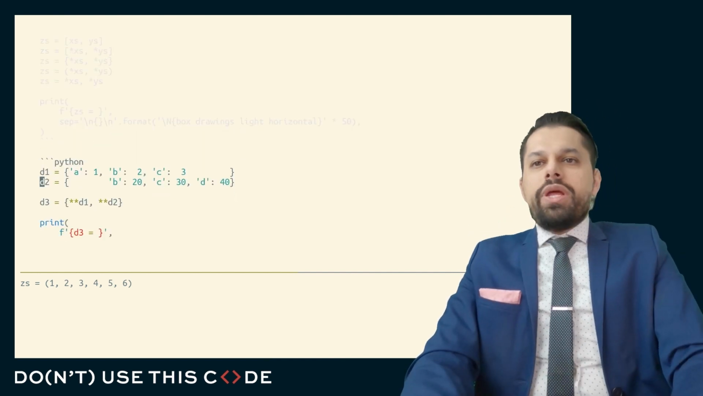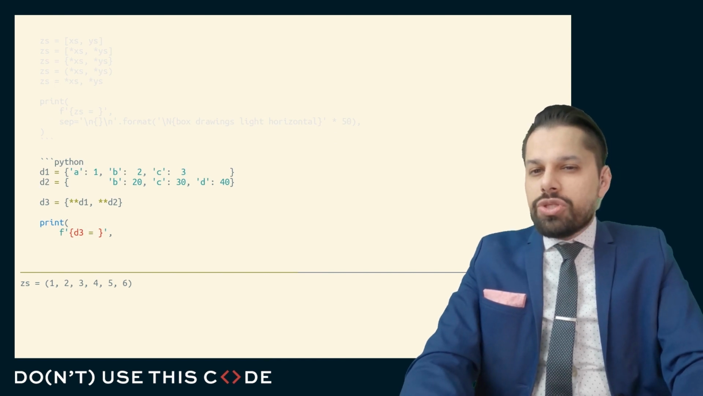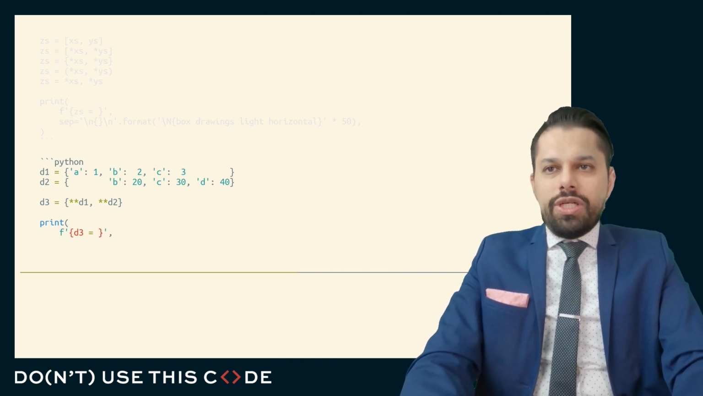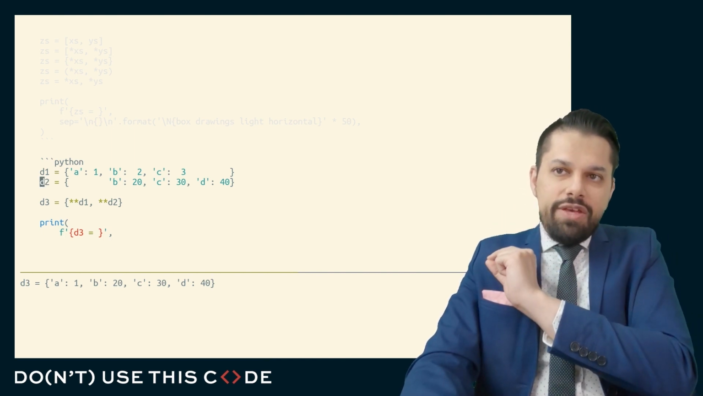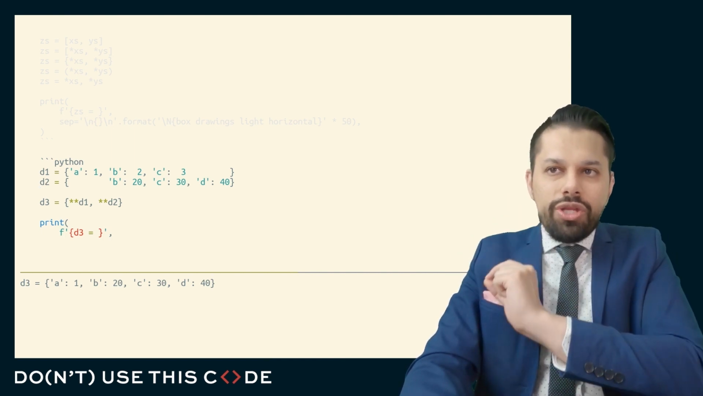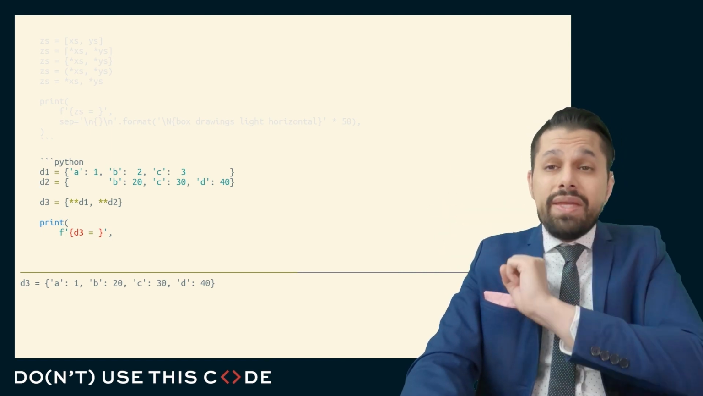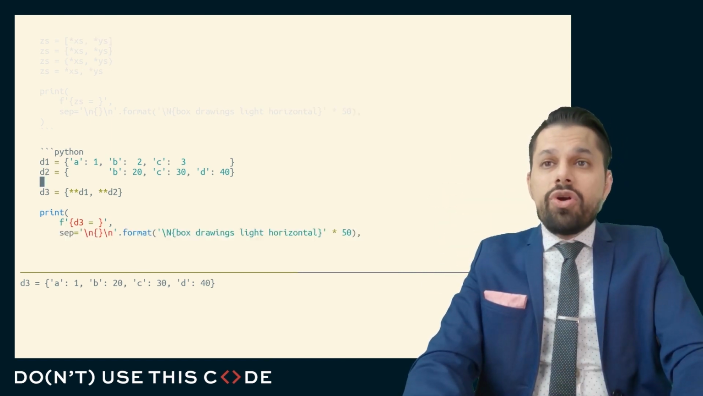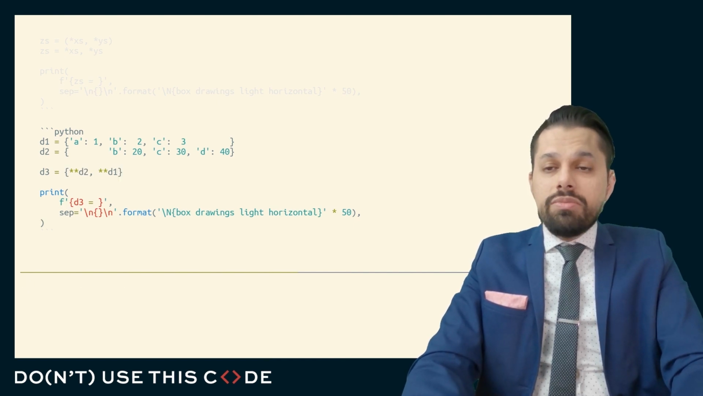Additionally, PEP 448 says, you know what? If we have two dictionaries, we can double star unpack them into a third dictionary. And this D3 will be the result of taking all the key-value pairings in D1 and all the key-value pairings in D2 and unpacking them. And you can see where there's overlap. In the case of B and C, whichever of the two is specified last is the one that wins.